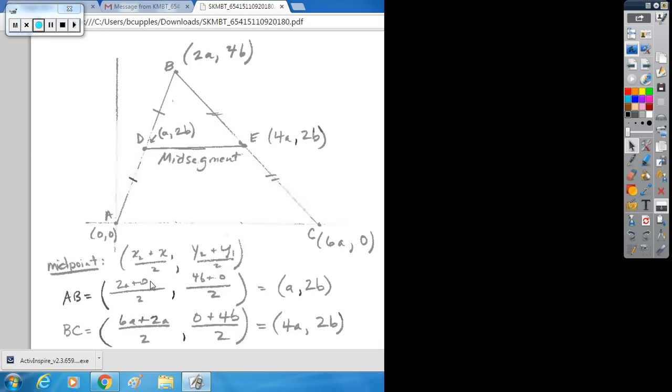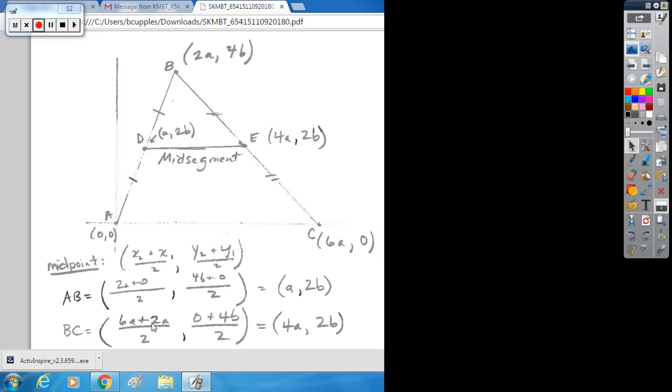And then 2a plus 0 is just 2a. Divide by 2, you get a. 4b plus 0 over 2 gives you just 4b over 2, which is actually 2b. And so you can look here. AB, the midpoint, is going to be point D. I labeled it point D, (a, 2b).